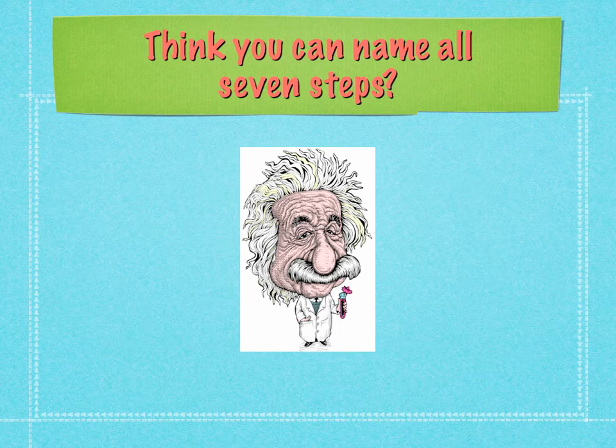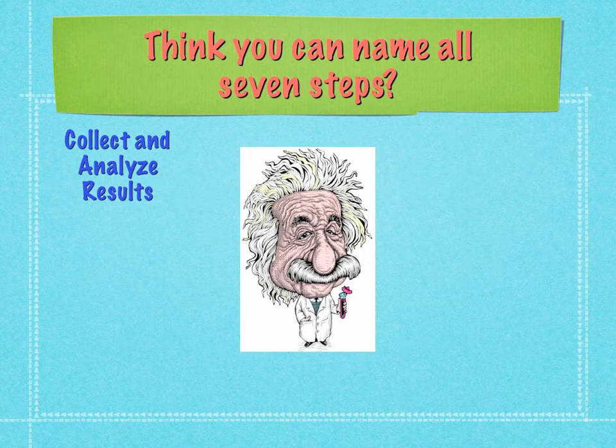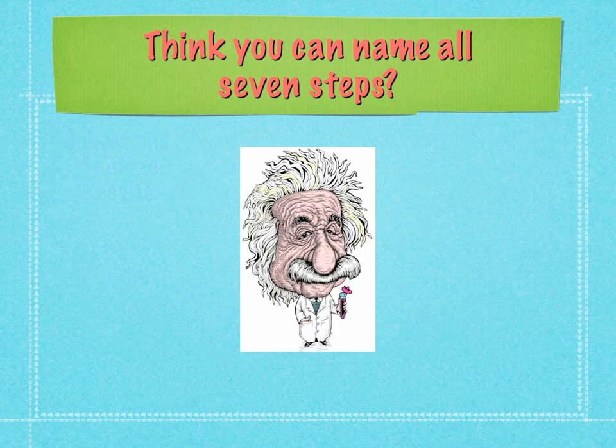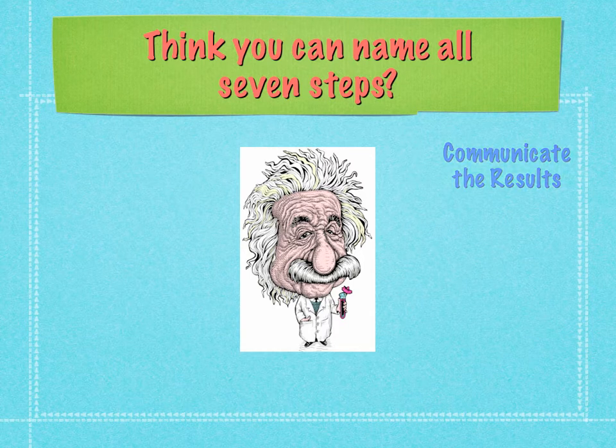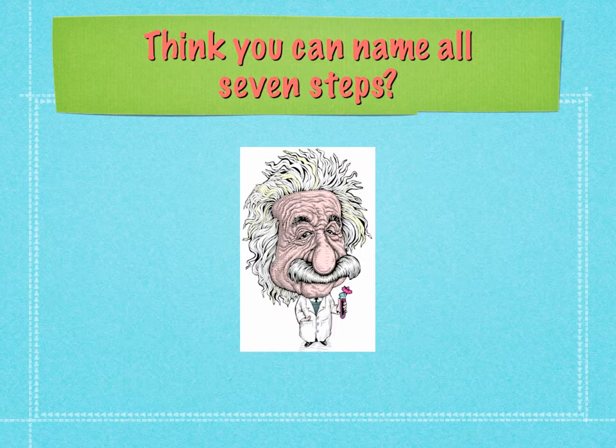So, at this time, do you think you could name all 7 of these steps? And these are not listed in any particular order. Problem and question, observation and research, formulating a hypothesis, experimentation, collecting and analyzing your results, conclusion, communicating your results. How well did you do?